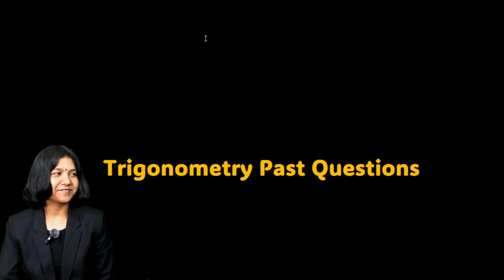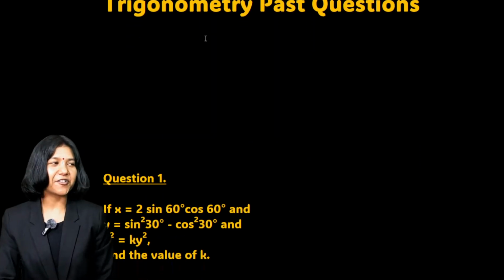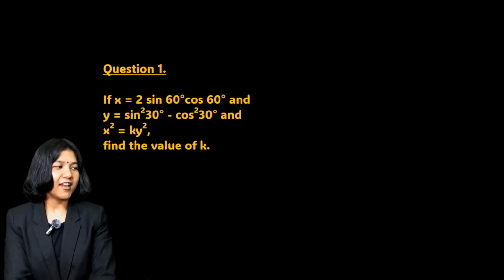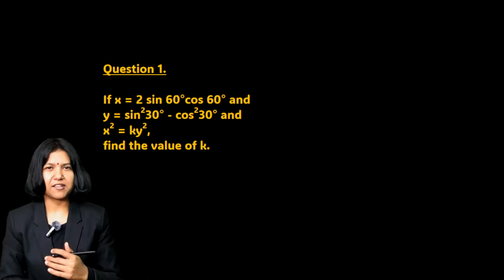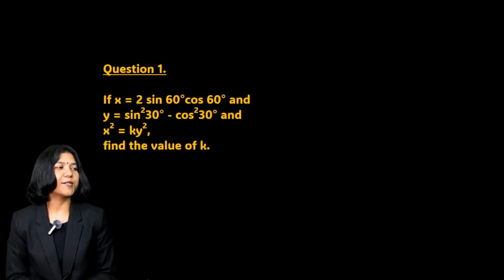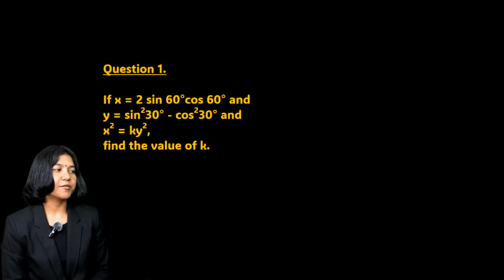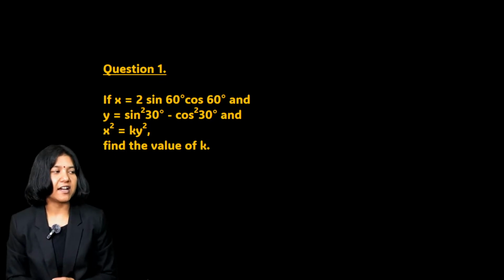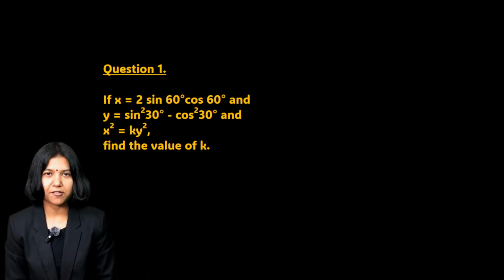All right. So, the first question we have is definitely the 2-mark question. Sometimes it does come for 1 mark as well, provided they give you the options, okay? So, x has been given to you as 2 sine 60 degrees cos 60 degrees, and y has been given to you as sine squared 30 degrees minus cos squared 30. And there is one more piece of information: x squared is equal to k y squared.